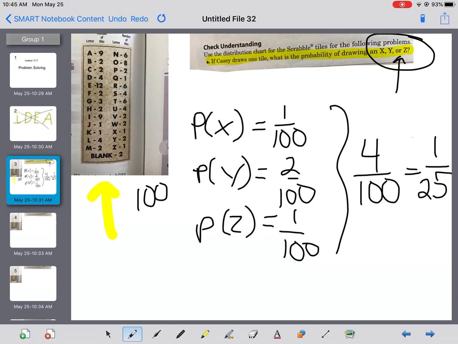You could apply that with any question. You could say, what's the chance of me getting an A, B, or C? All I need to do is add up 9, 2, and 2, and I would get 13 out of 100. Because these are mutually exclusive events, for the chance of getting one of those 3, I just add up all 3 of their individual probabilities.